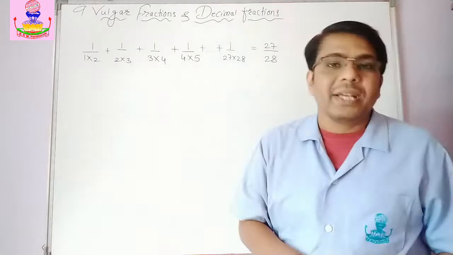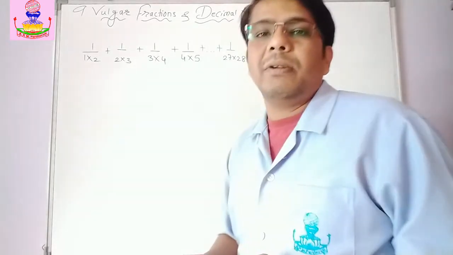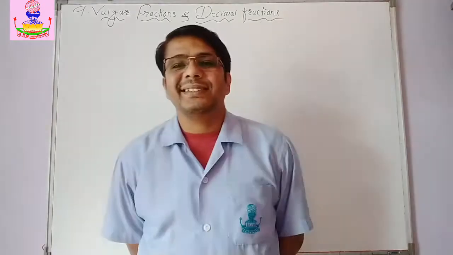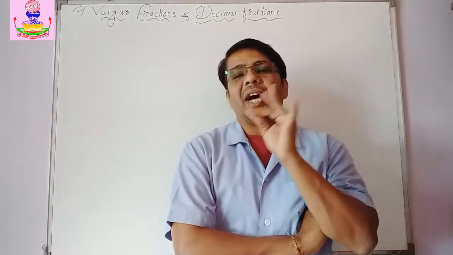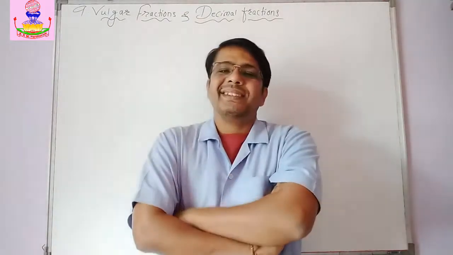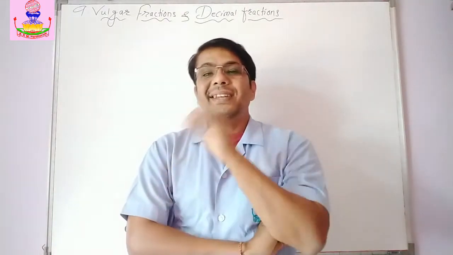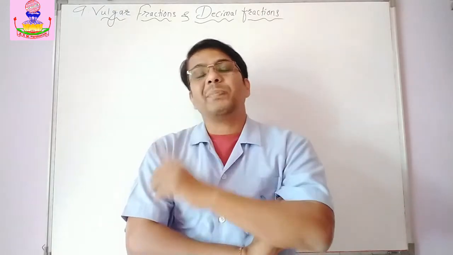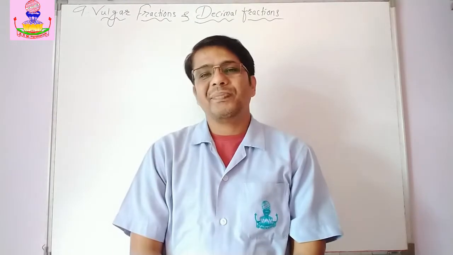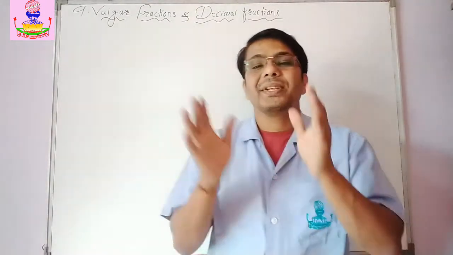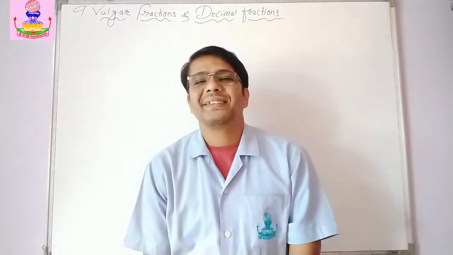Now next we will see decimal fractions. Now what are decimal fractions? They are the fractions whose denominator is 10, 100, 1000, 10,000, or multiples of 10. If the denominator is like that, then the fractions are said to be decimal fractions.